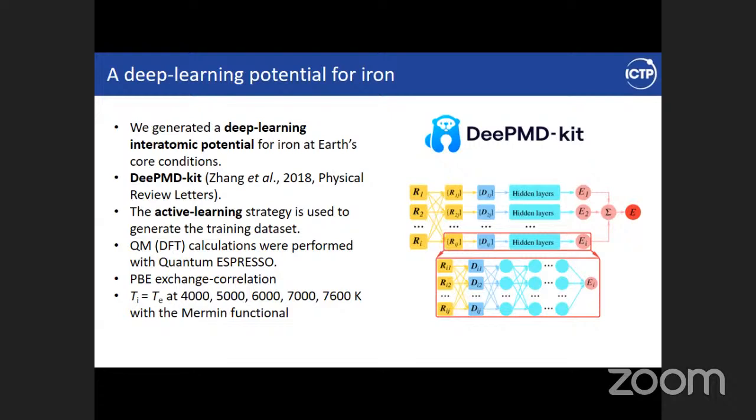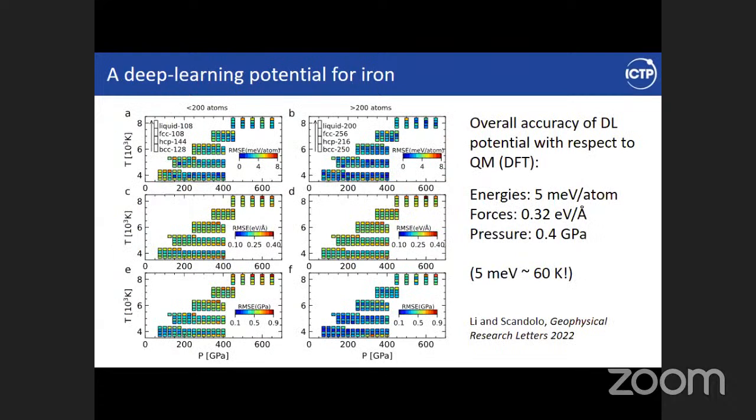All that was done, of course, at the level of density functional theory for the quantum mechanical part. Another interesting point is that we have to explicitly consider and vary the temperature of the electrons in the DFT calculation in order to be accurate enough. The bottom line is that the potential we generate, forget about this figure, essentially gives the uncertainty of the potential with respect to the DFT, the quantum mechanical potential, at different conditions. Overall, the deep learning potential energies are accurate with respect to DFT within 5 millielectron volts per atom. If you convert it into Kelvin, it's 60 Kelvin. It's nothing. It's 1% of the melting temperature, right? So we can claim accuracy of the order of 1% in the determination of the melting temperature.